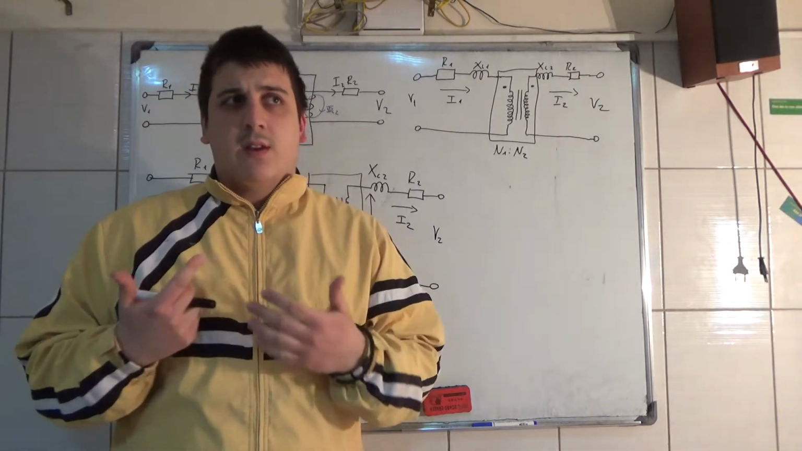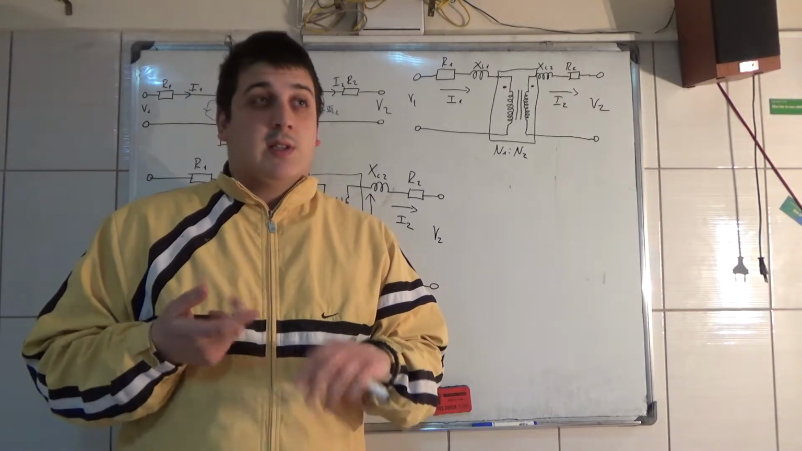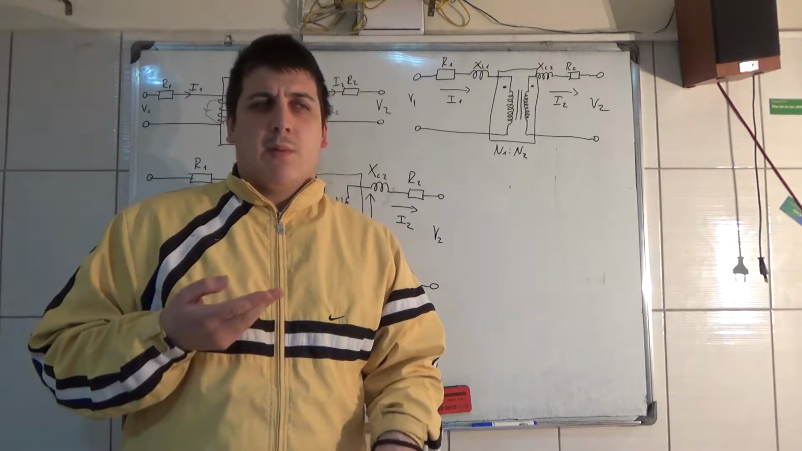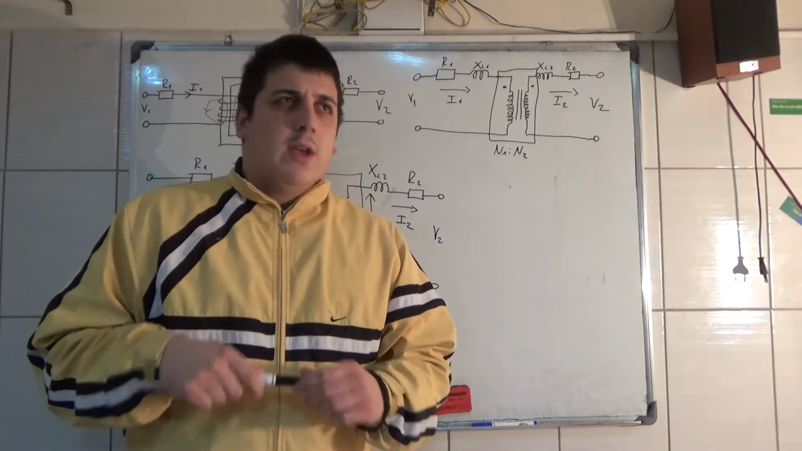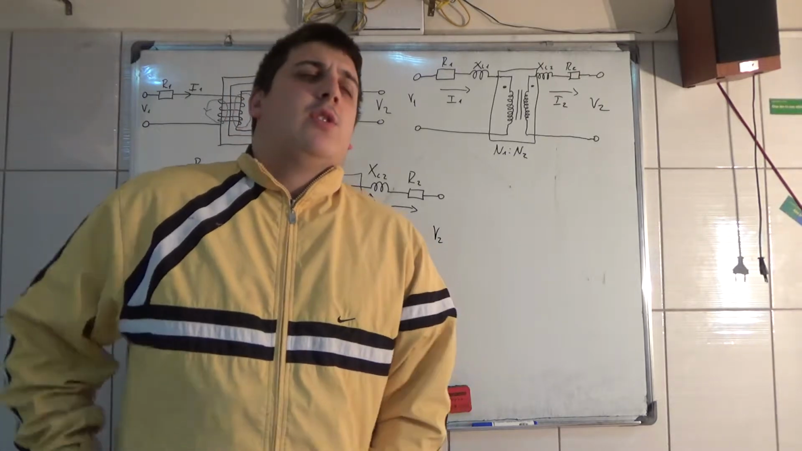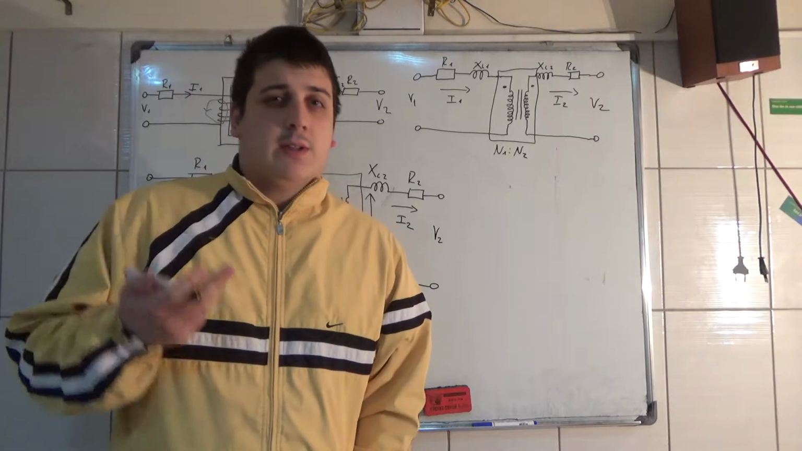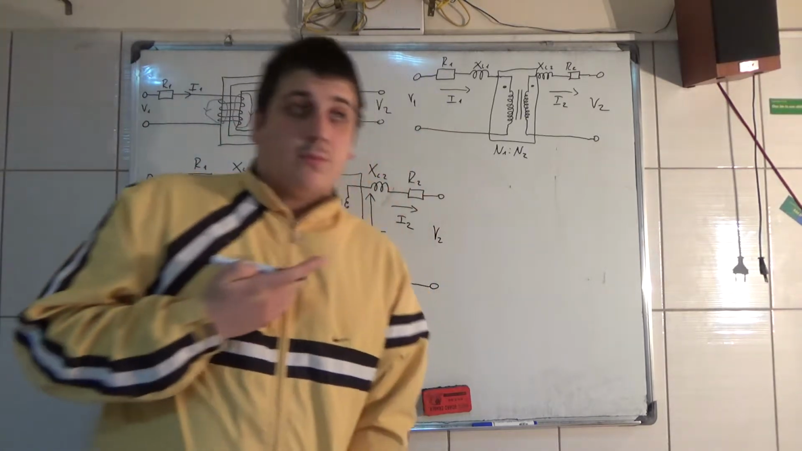We said there were three characteristics. One, there was no resistance. Two, there was no flux leakage. And three, the permeability of the magnetic core is infinite. Now we're going to see what the real, or practical, transformer is.